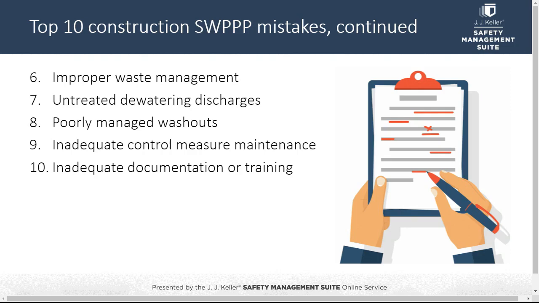Number 9 would be inadequate maintenance on structural control measures. So as we discussed in step 3 of our process, control measures must be inspected and maintained to a set schedule that you have documented in your SWP. This allows you to find those that have been damaged, need repaired, or require replacement.